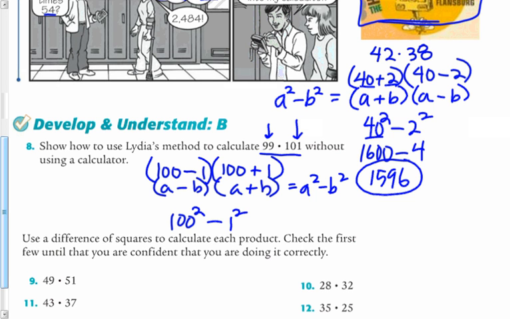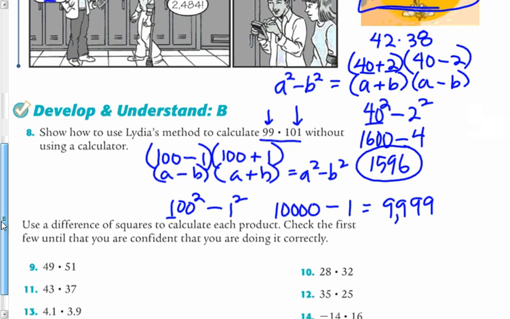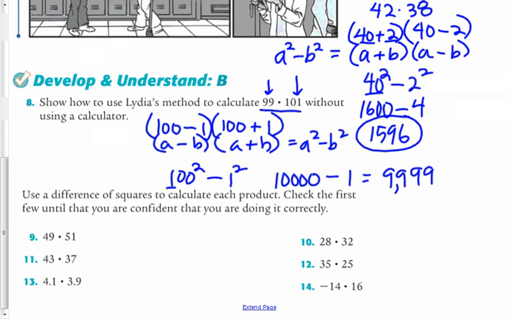Well, 100 squared, we can do that in our head. Let's just do 1 squared and then tack on 4 zeros. So we get 10,000. And 1 squared is just 1, so this equals 9,999. Go ahead and try a couple in here. See if you can learn that trick. And other than that, we'll talk about these special products a little bit more in class and do some more practice.